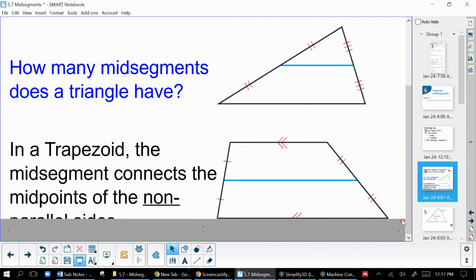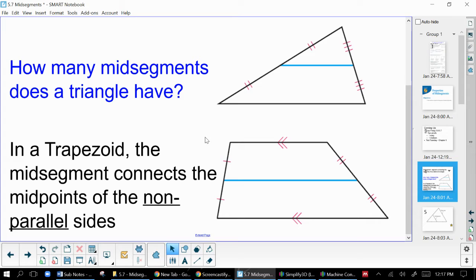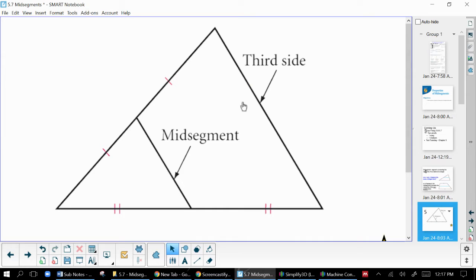Now in a trapezoid, a midsegment has just a slightly different definition. You're only going to connect the midpoints of the two legs, the non-parallel sides. So you've got a midpoint there, and that's the midsegment. There's only one of them in a trapezoid. Okay, so let's take a look at what we know here.